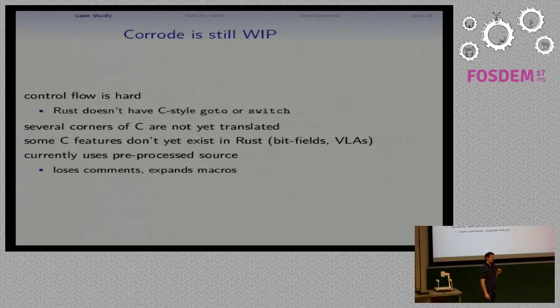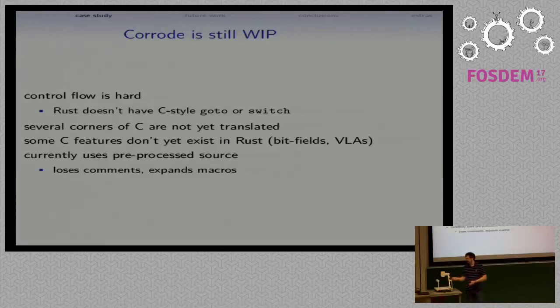There's a bunch of reasons why that number, that 6.4%, is still fairly small. Corrode is absolutely a work-in-progress tool. The biggest issue is that control flow is hard. Rust does not have goto statements or C-style switch statements, and the number of wacky things you can do, like Duff's device, for example, that you can't directly express in Rust mean that getting the translation of arbitrary C control flow to Rust is tricky.